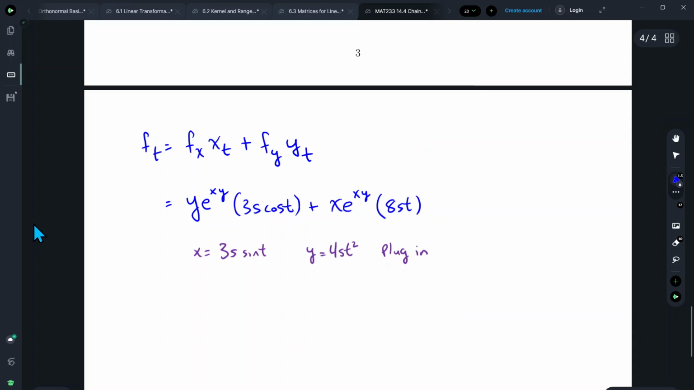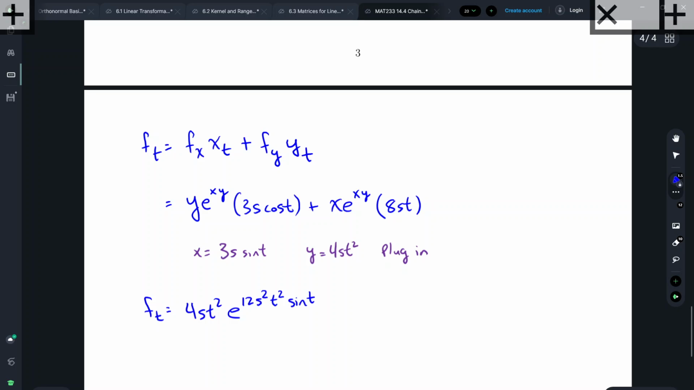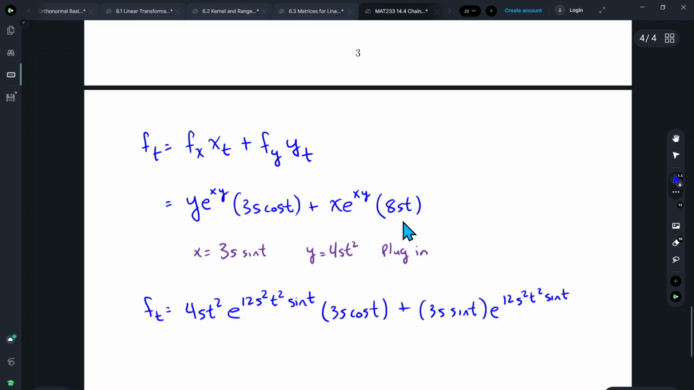Okay, so what do we get? We get f sub t is equal to y, which is 4st squared e to the xy. So I'm just multiplying this in the exponent. So you get 12s squared t squared sine t, and then this 3s cosine t, and plus x, which is 3s sine t, and then the exponential, which is 12s squared t squared sine t, and then times this 8st.